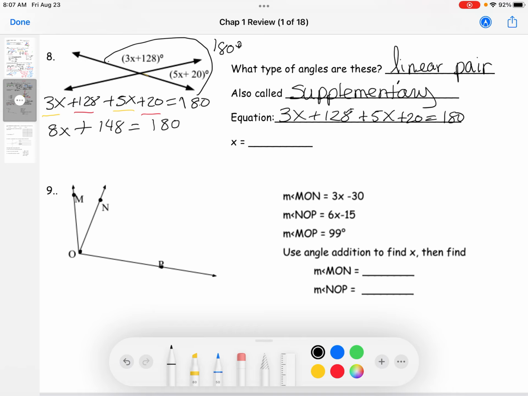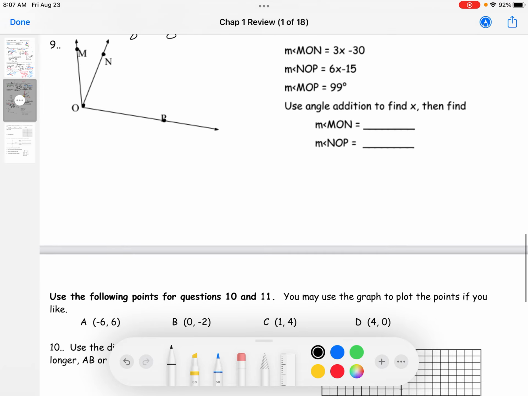Okay, so now I'm going to subtract 148 from both sides. So 8x equals 32. I'm going to divide both sides by 2. So x equals 4. Okay, number 9.